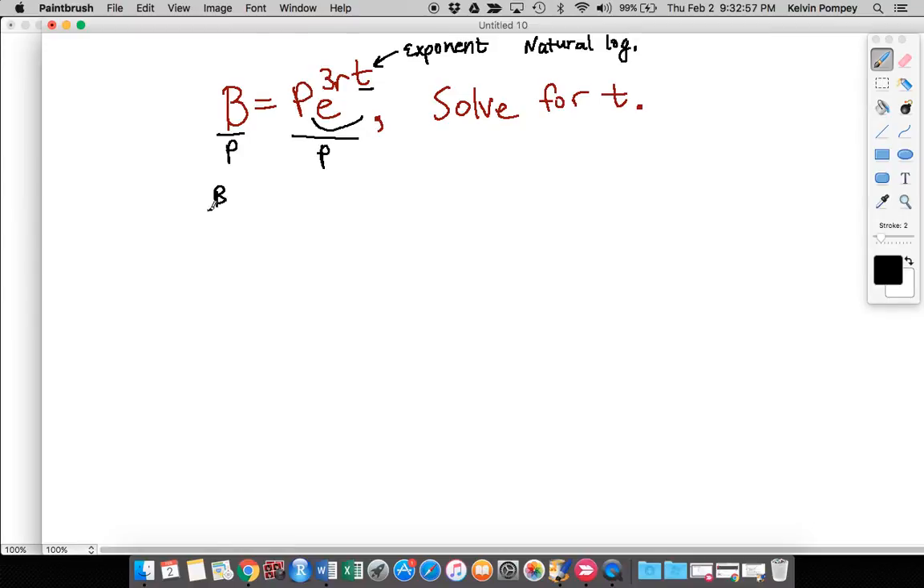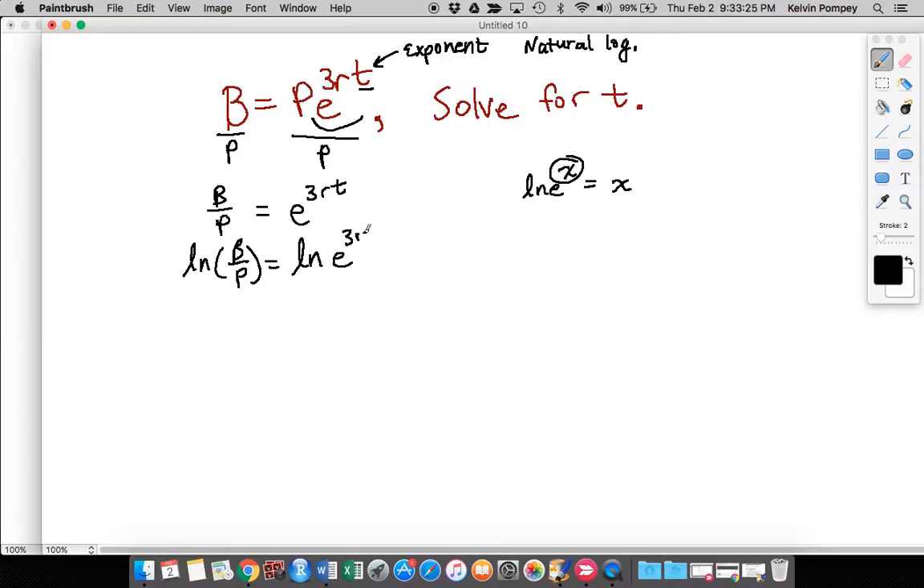And so this left-hand side is going to stay B over P. Normally when we have numbers here, this B over P will be like a decimal or something. It could be a whole number. But since we have only variables here, I'm going to have B over P there. Now I'm going to take the natural log of both sides. And if you notice, by our rule that ln of e to the x equals x, just that exponent there, we can apply that here. I'm going to write this as ln of e to the 3rt, and by using this rule, I'm going to get ln of B over P equals 3rt.